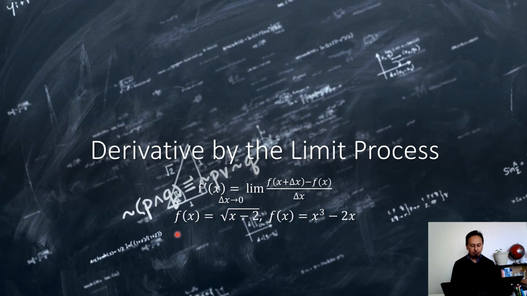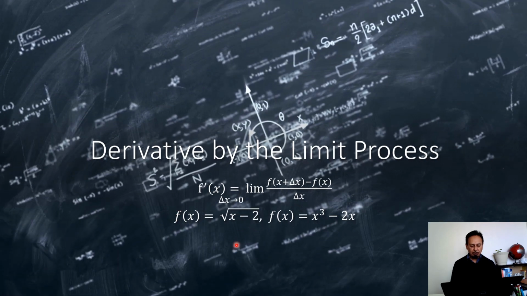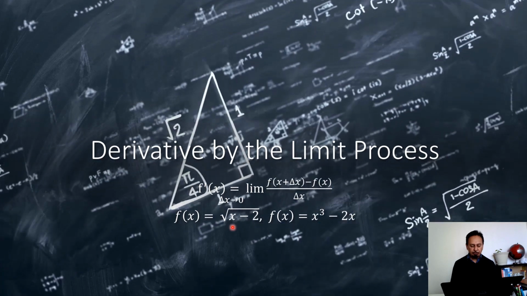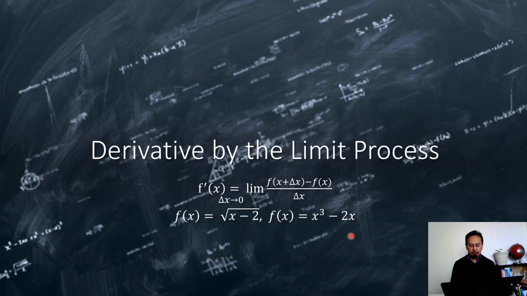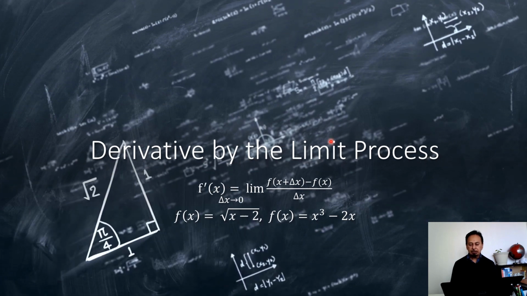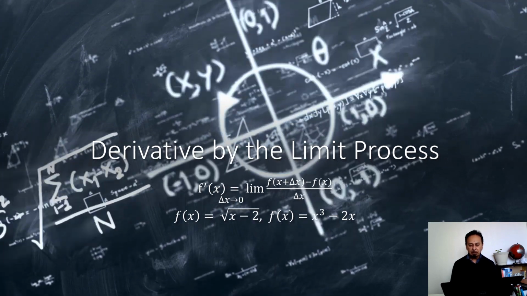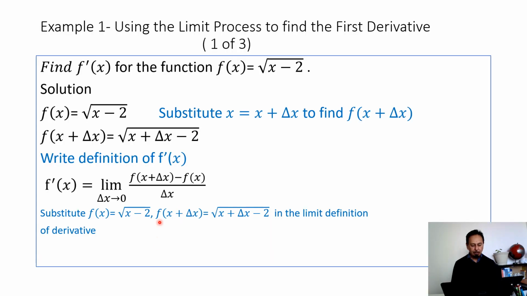In this video, we are going to find the derivative of the square root of x minus 2 and the derivative of x cubed minus 2x using the limit process. So let's find the first derivative of f of x equal to square root x minus 2.